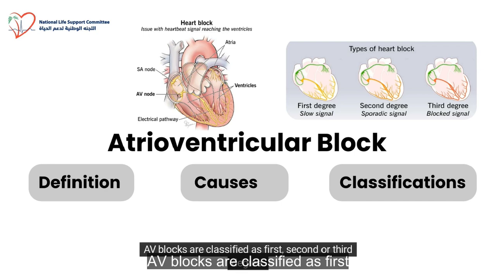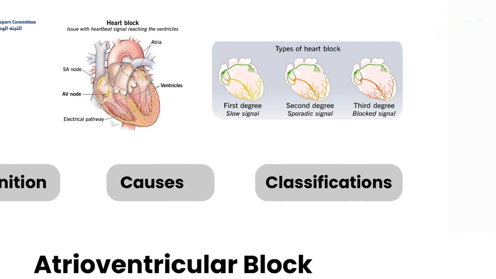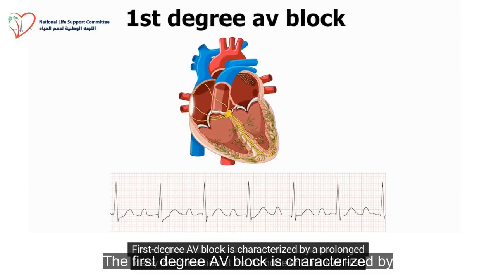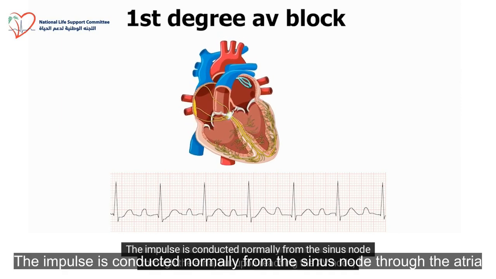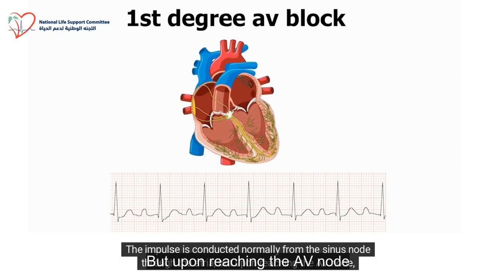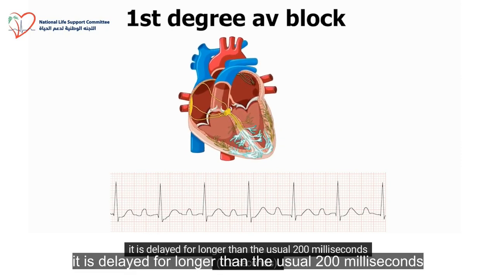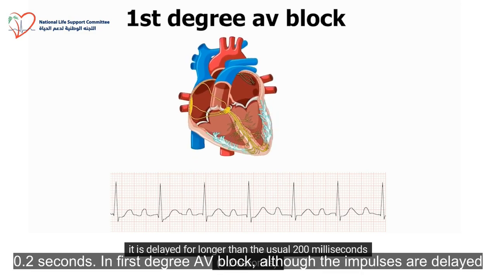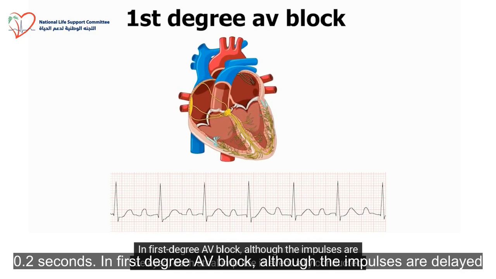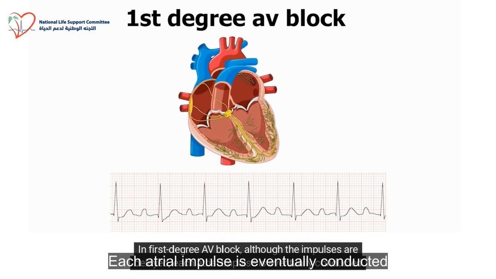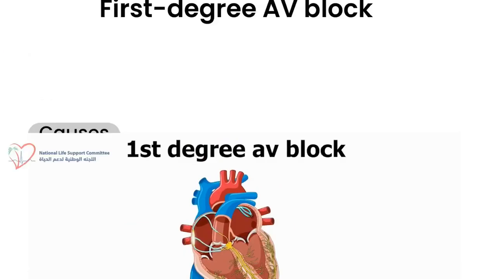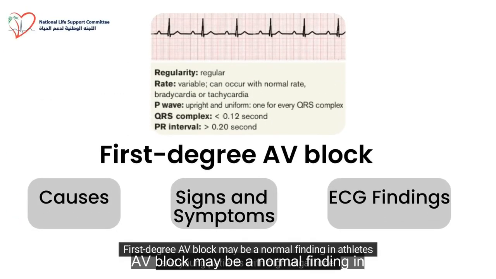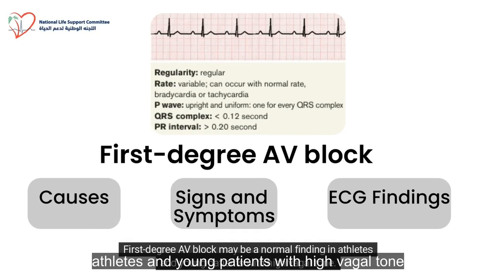AV blocks are classified as first, second, or third degree. First-degree AV block is characterized by a prolonged delay in conduction at the AV node or bundle of His. The impulse is conducted normally from the sinus node through the atria, but upon reaching the AV node, it is delayed for longer than the usual 200 milliseconds, 0.2 seconds. In first-degree AV block, although the impulses are delayed, each atrial impulse is eventually conducted through the AV node to cause ventricular depolarization.